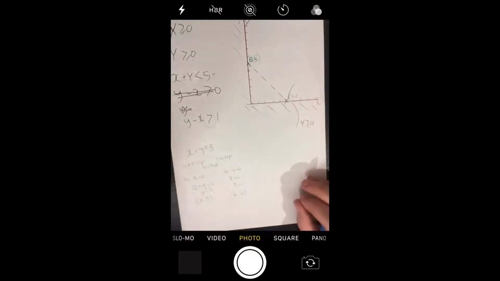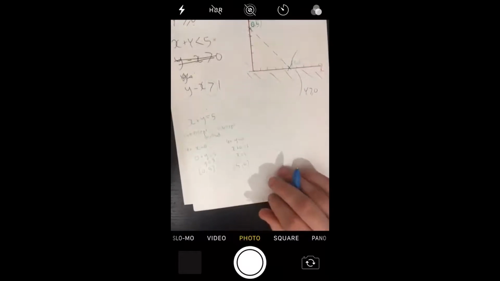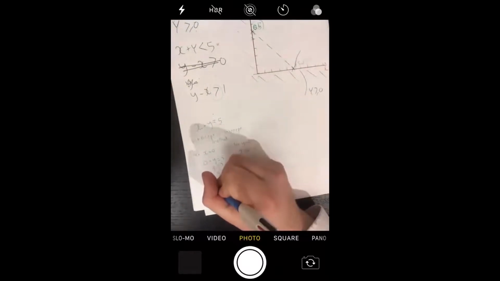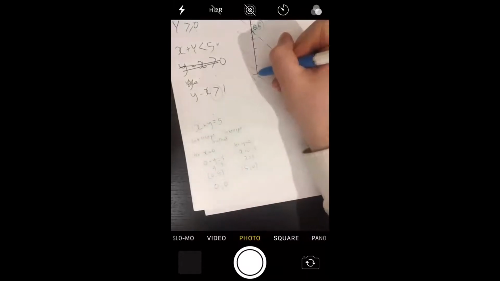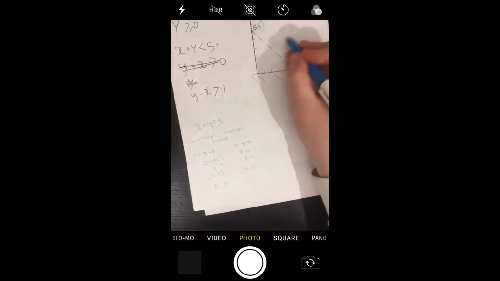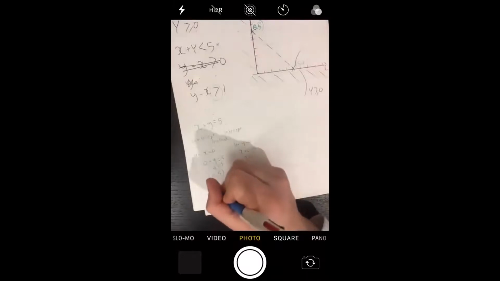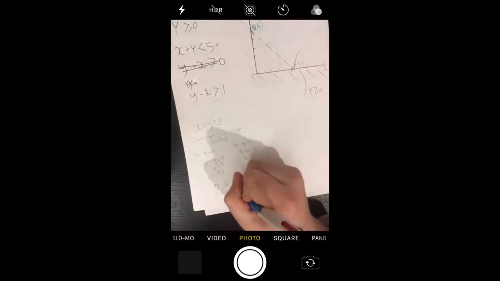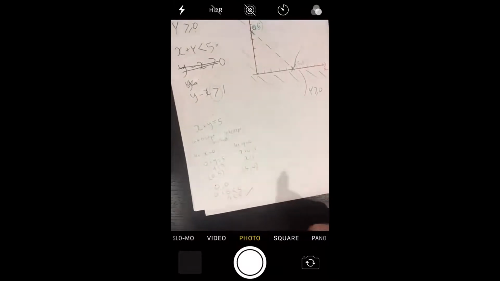Now the last step that we need to do to finish off this is we need to shade it in. So we're going to choose a point. I'm going to choose 0, 0. And I'm going to see, is this point 0, 0 in the region or outside of the region? Is it good or bad? We're just going to check that by going 0 plus 0 is less than 5. Well, is 0 less than 5? You bet your bottom dollar 0 is less than 5.